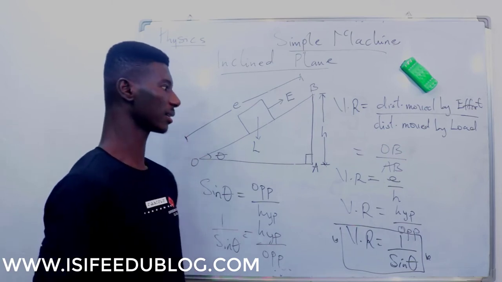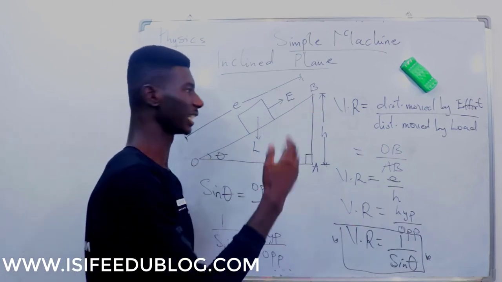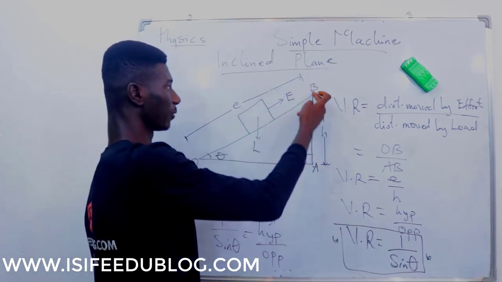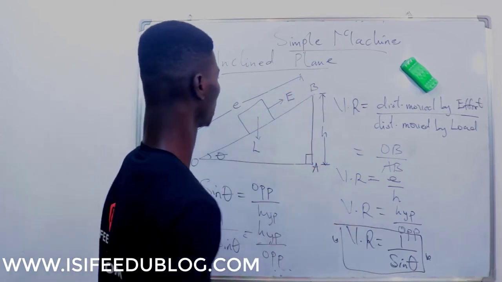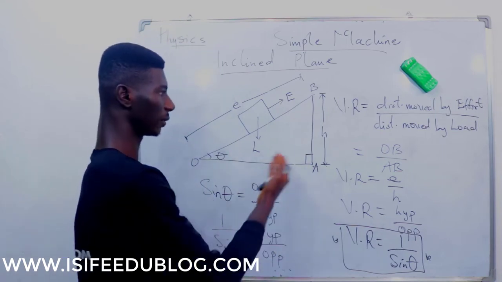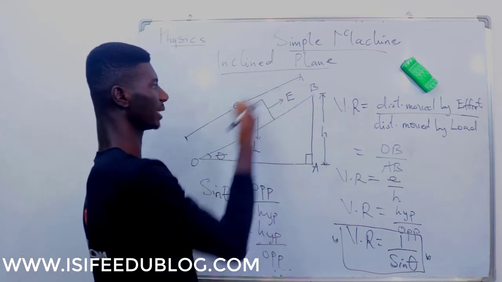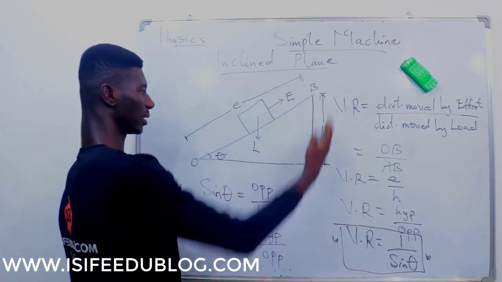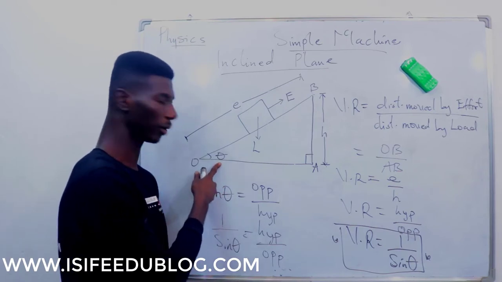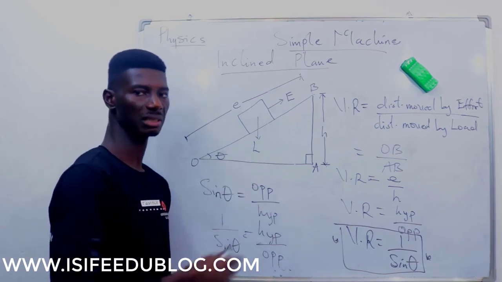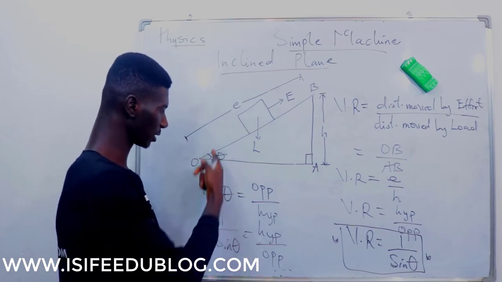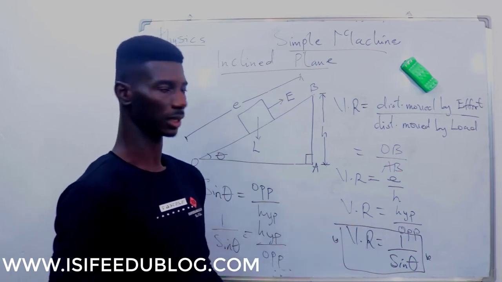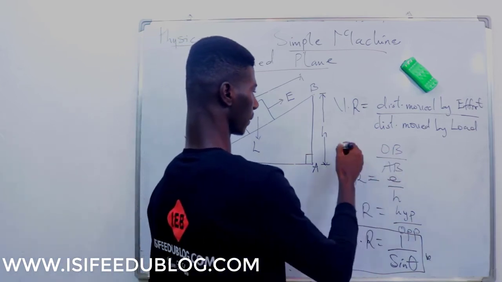So we have two formulas. If you are given the distance from here to this point, and from here to this point, depending on the question, and you're asked to get the velocity ratio of the inclined plane, you just need to divide this by this to get your velocity ratio. Or, most times, you will not be given this, you will just be given the angle of inclination. It can be 45, 30, 65, 70. Just take the velocity ratio to be 1 over sine of that particular angle. You get your answer.